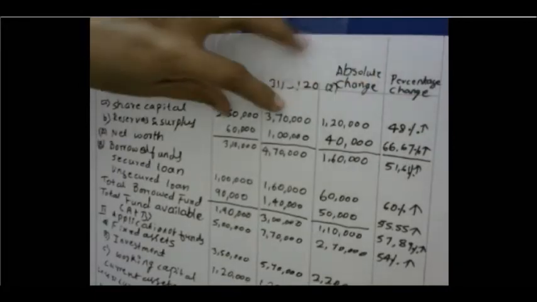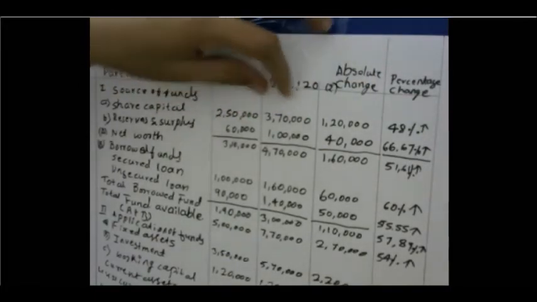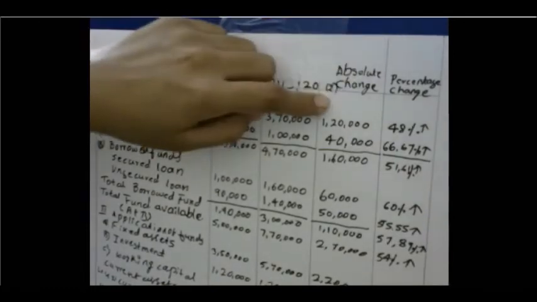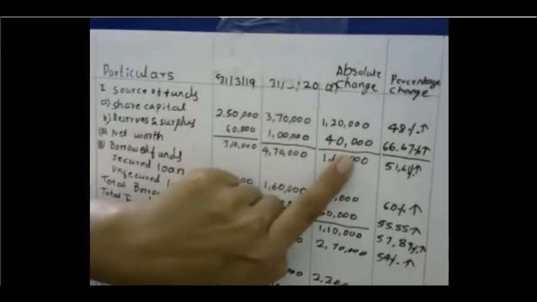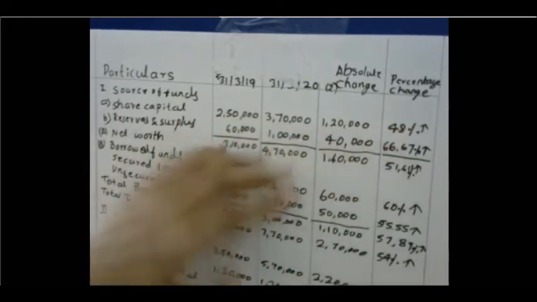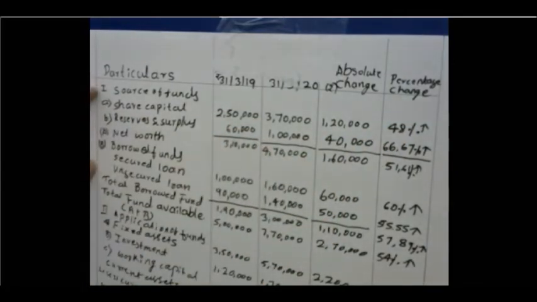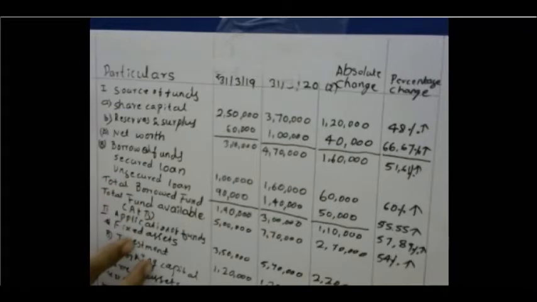What is the change between the two years? For the same item, if we change the date, what change is happening? That is the absolute change, and it comes in the fourth column. After this, we will find out the percentage: what percentage change happened between the previous year and the current year. So the first step is that we enter all the details of assets and liabilities.